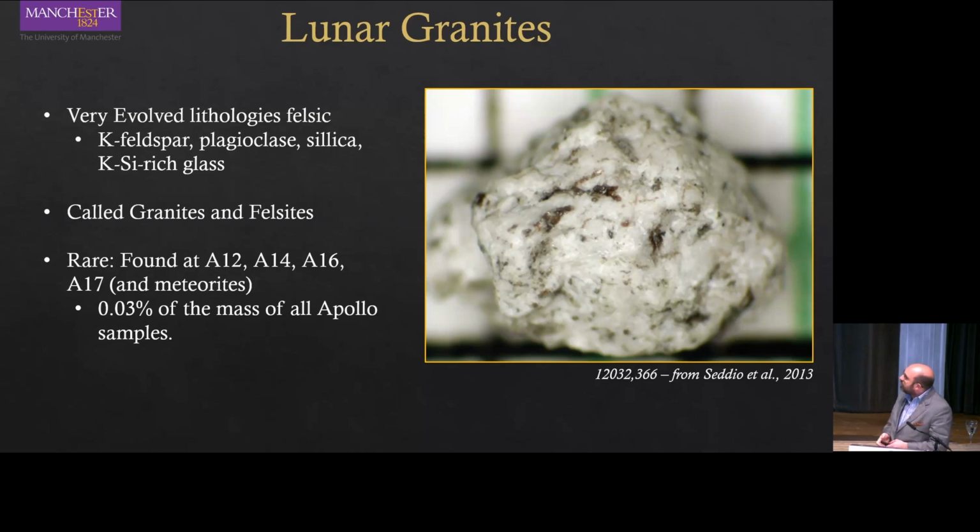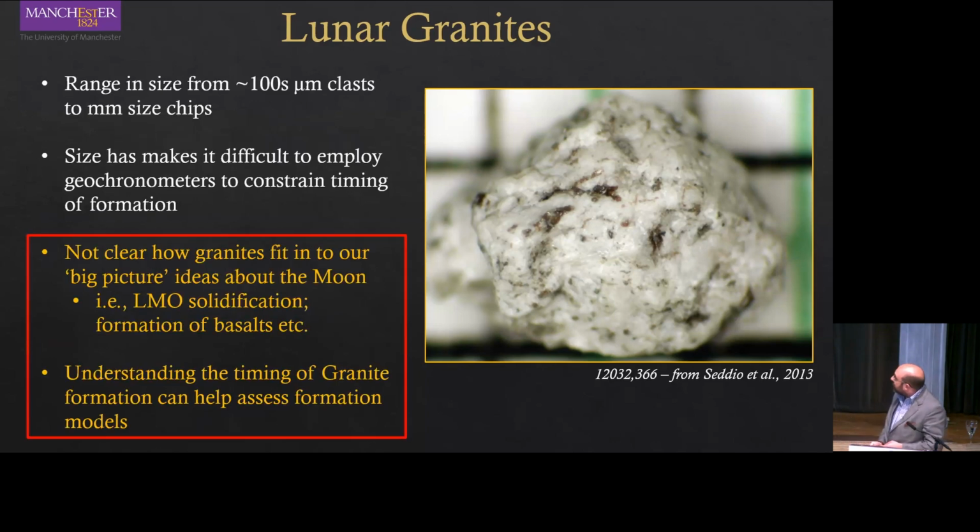And you can see there the mass fraction of granites within the Apollo collection means they're actually quite an understudied collection of lithologies. And they're rare because they're generally quite small. They're generally found within breccias, typically no more than around a few hundred microns in size. And they're also found within soil fractions. This is an example on the right-hand side of a granitic clast from an Apollo 12 soil fraction, and it can range up to a few millimeters in size.